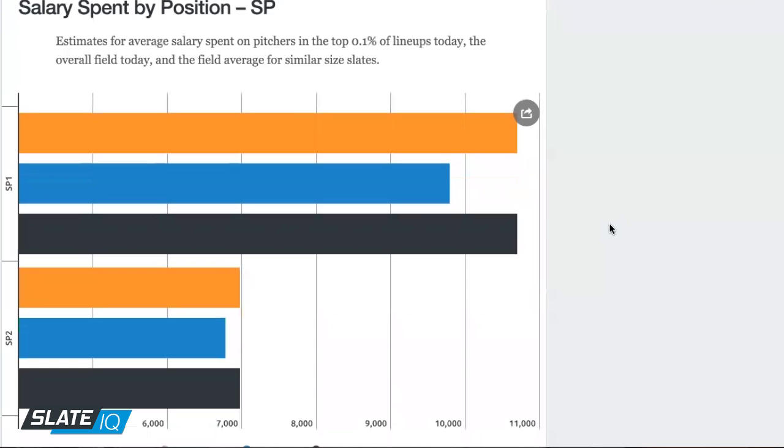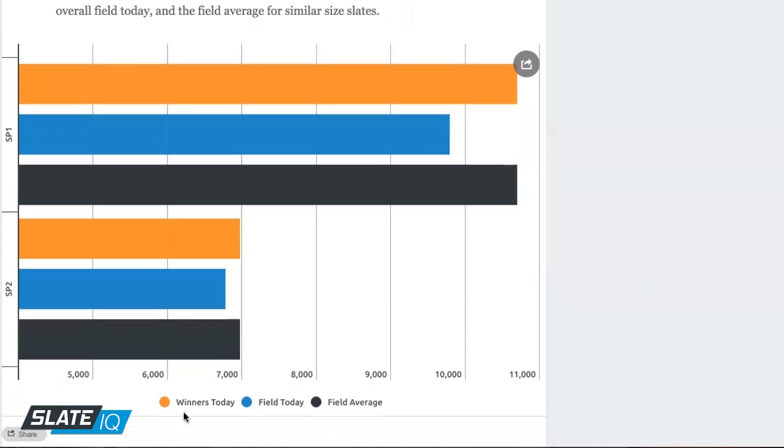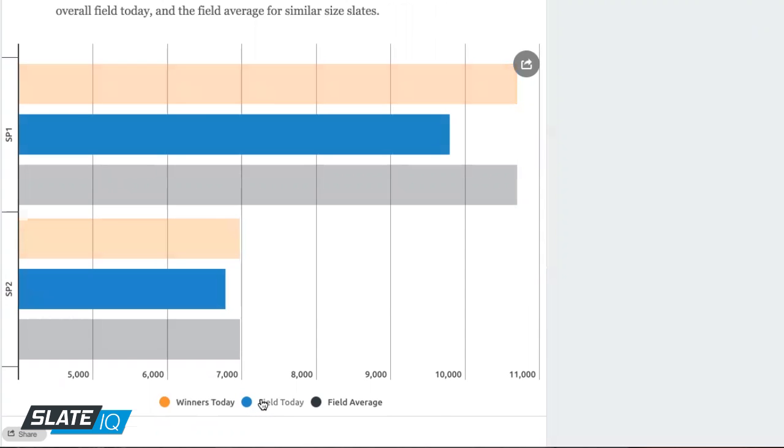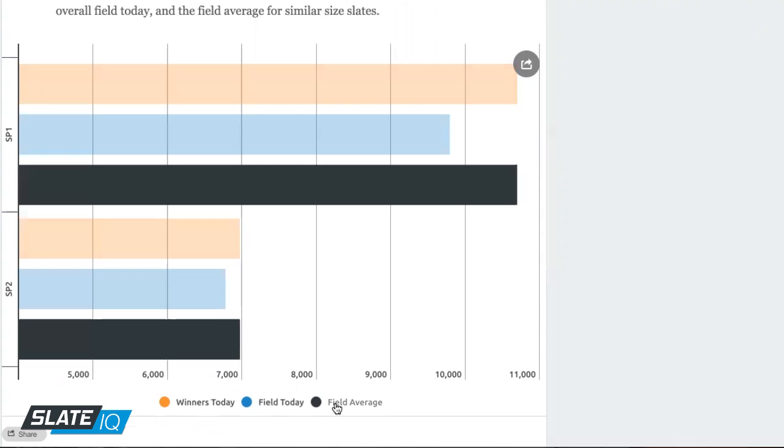So here's a salary spent by position, looking at starting pitchers, and as you scroll down here, you can see this is the SP1, SP2, and if you look below, it has 3 different categories. These are the winners of similar slates based upon today. This is the field based upon similar slates that we're seeing today, and the field average. So this is just looking at the average that you would find on this particular game count, but not looking specifically at the most similar slate.